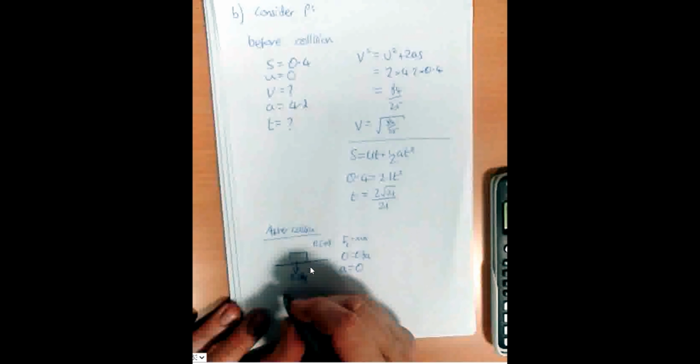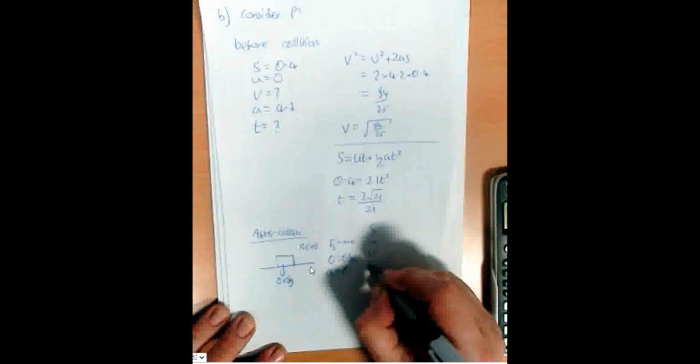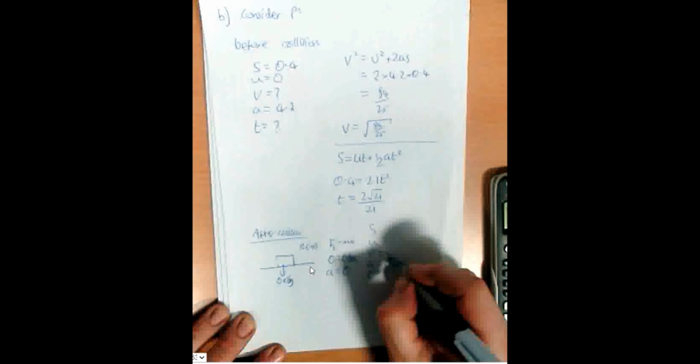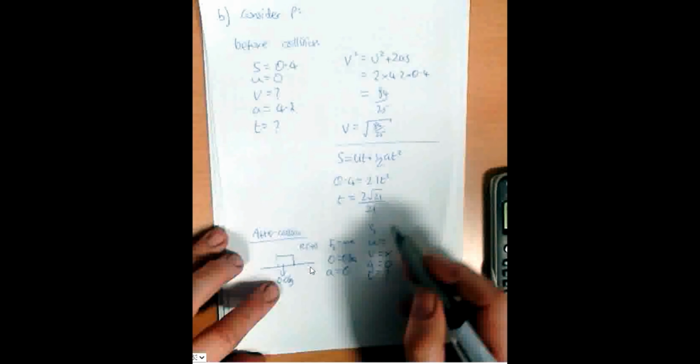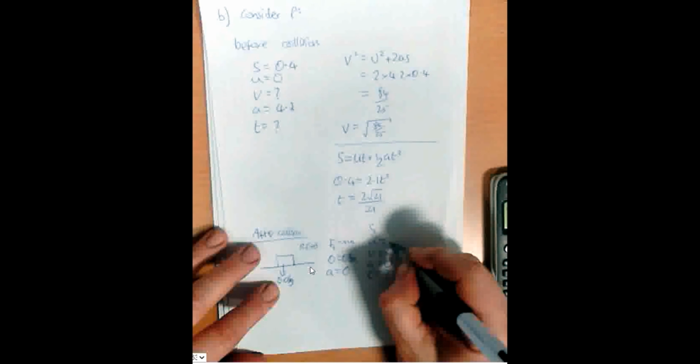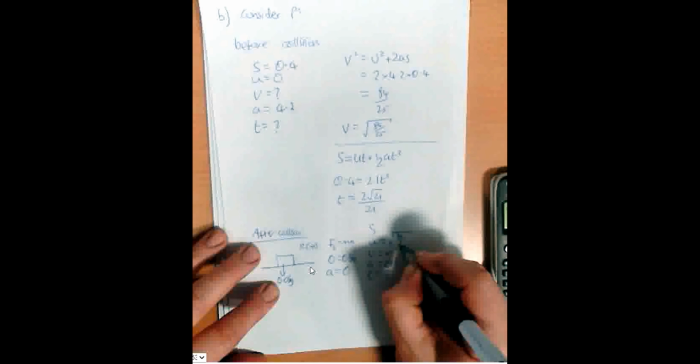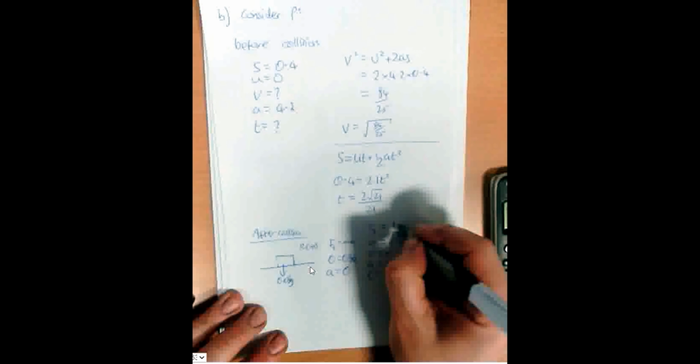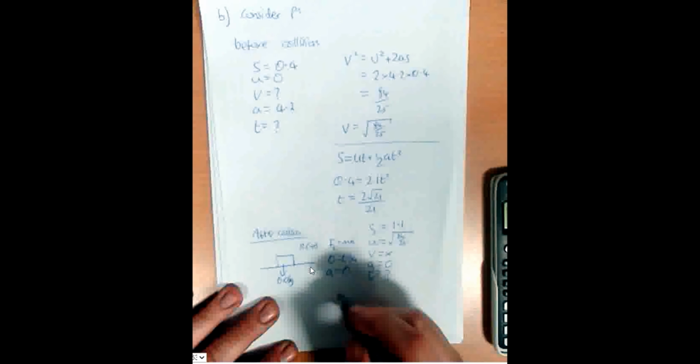So I'm going to do SUVAT again. S, U, V, A, T. A is 0, time is what I want, velocity I don't care about. The initial velocity is the final velocity that I worked out before, so root 84 over 25. And S, well, I've already travelled 0.4 metres, I know it's 1.5 metres in total, so the distance left to travel is 1.1 metres. And I'm going to use s equals ut plus half a t squared again.